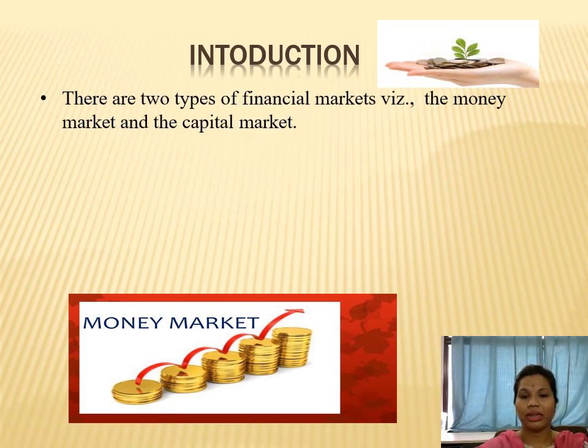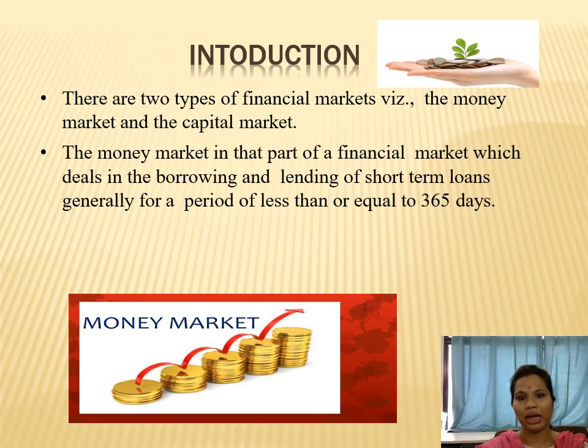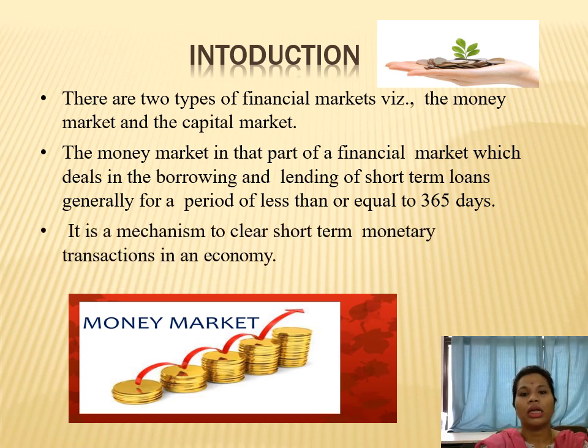Let's have an introduction. There are two types of financial market: the money market and the capital market. The money market is the part of the financial market which deals in borrowing and lending of short-term loans, generally for a period of less than or equal to 365 days, that is, 1 year or less. It deals with near money, which is highly liquid and marketable, convertible into money within 1 year. Money market is a mechanism to clear short-term monetary transactions in the economy.